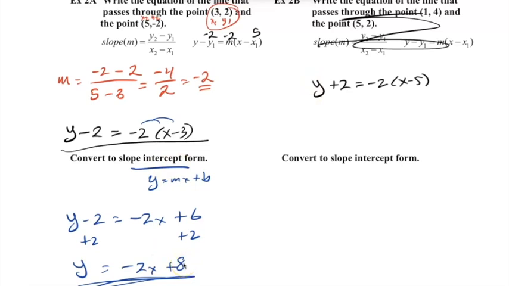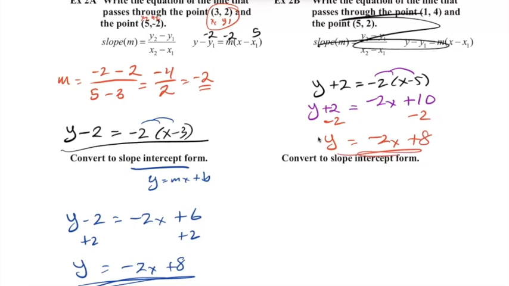So let's distribute: negative 2x plus 10, y plus 2. I'm trying to get y by itself, so let's subtract 2 from both sides. And we get y equals negative 2x, 10 minus 2 is 8. So you get the exact same answer.